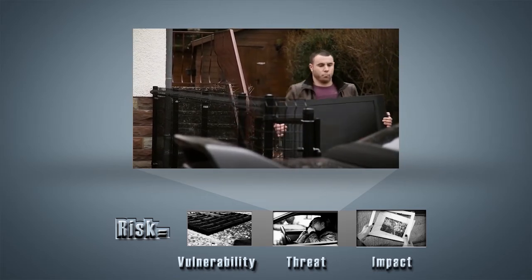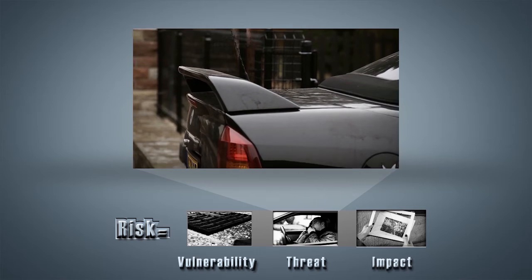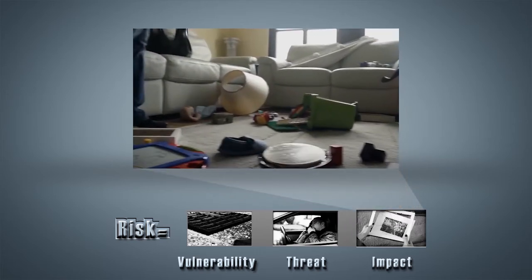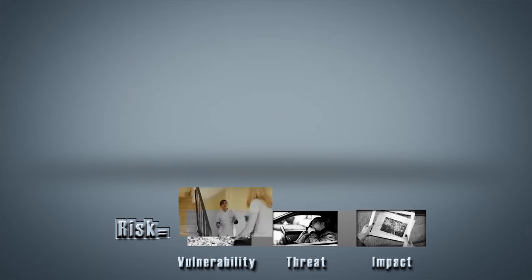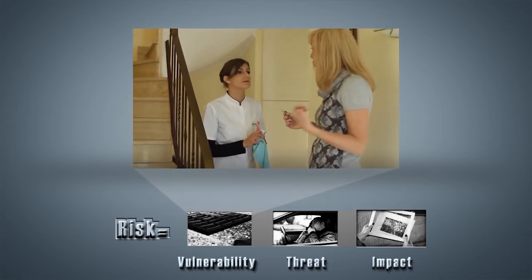Eradicating the threat is impossible. It is an unknown, and anyway the threat is out of our control. The elimination of the impact is also difficult. In our example, the only way to eliminate it would be to have an empty house, which is not realistic. The vulnerability is therefore the only factor over which we have control.